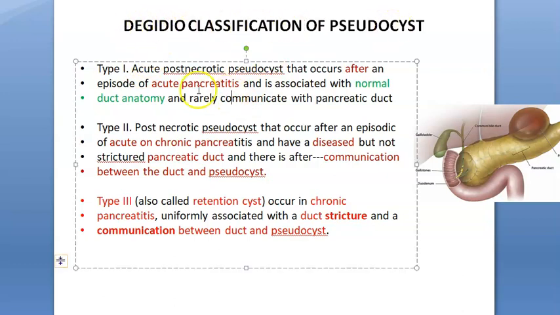DeGiDio classification of pseudocyst. You have type 1, type 2, type 3. Type 1 is where the duct is fine, and type 2 is where there is a diseased pancreatic duct and there is communication between the duct and the pseudocyst. And type 3 is also called retention cyst. In this, in chronic pancreatitis, there will be stricture of the duct and there will be communication between the duct and the pseudocyst.